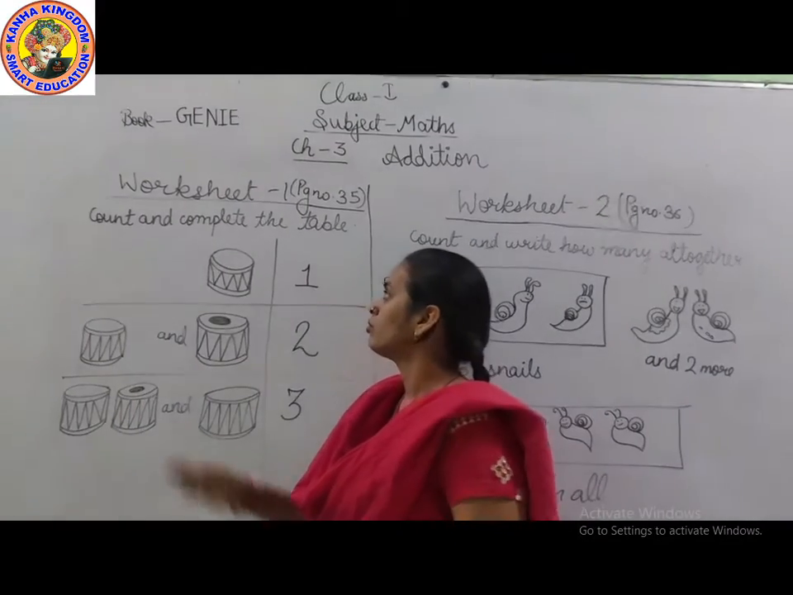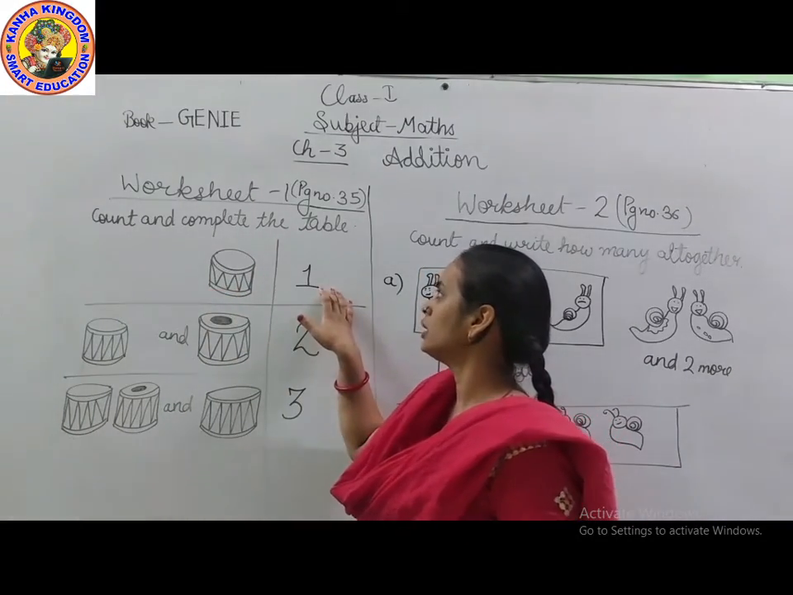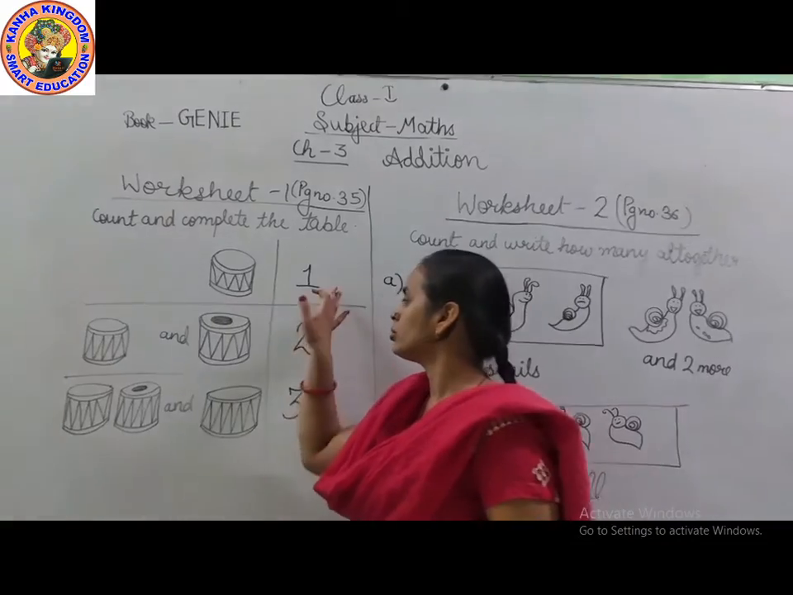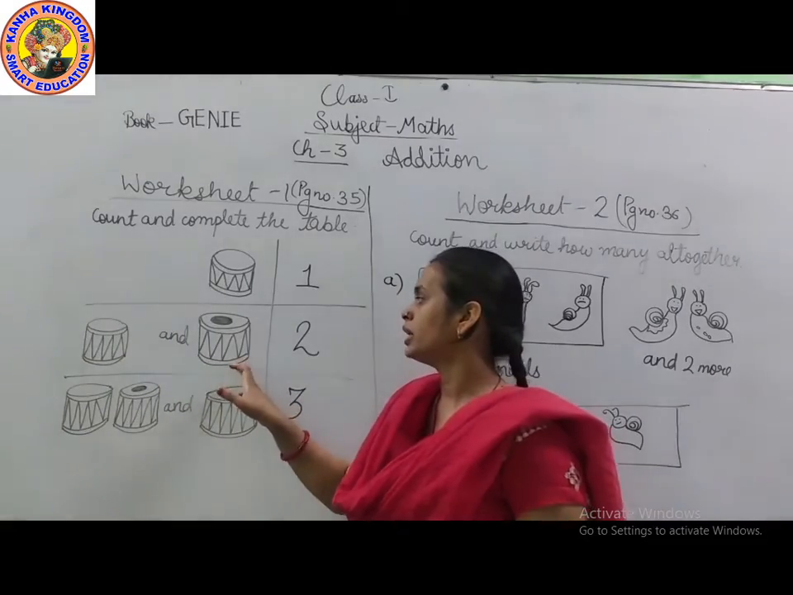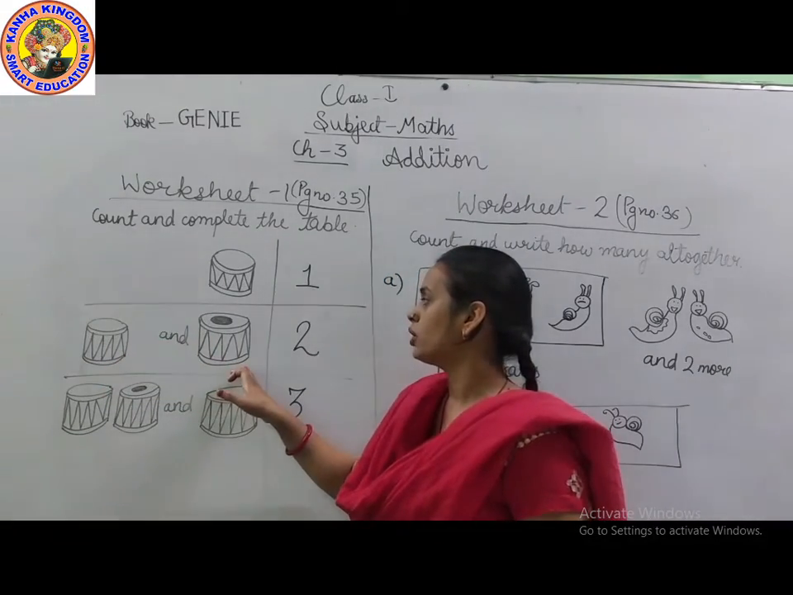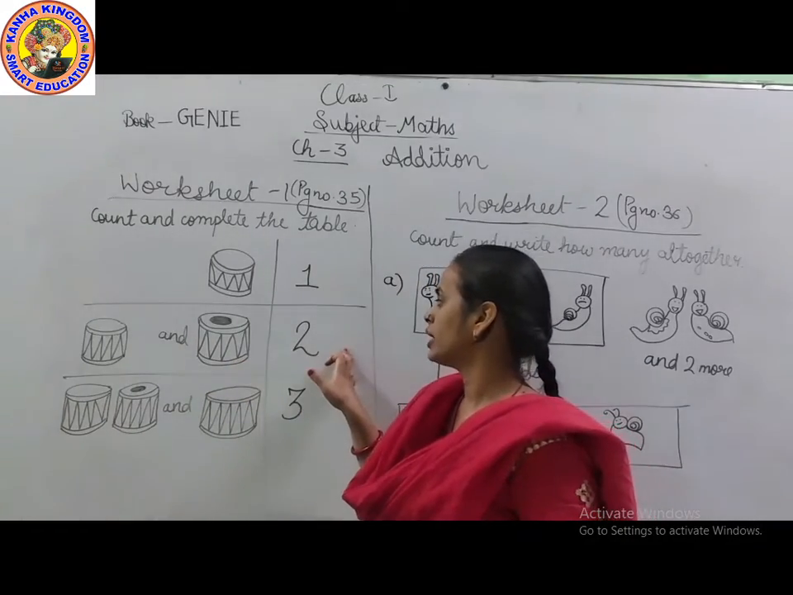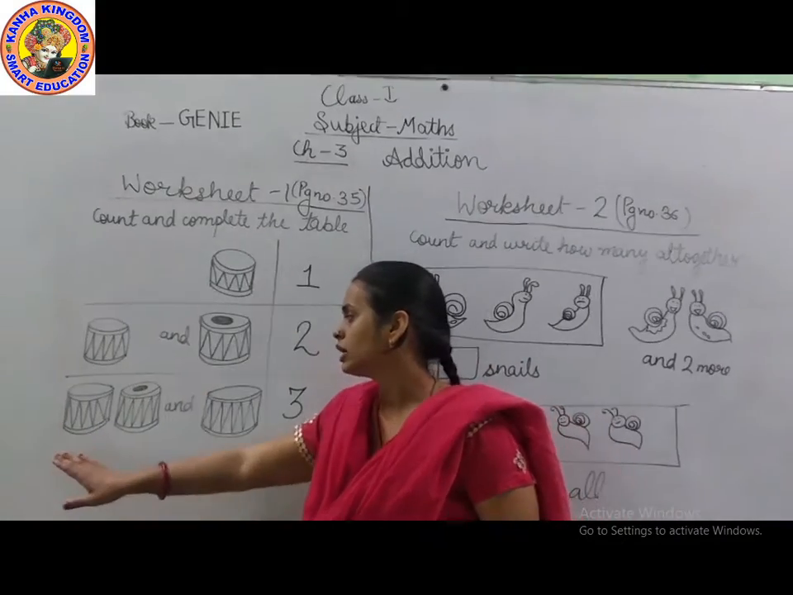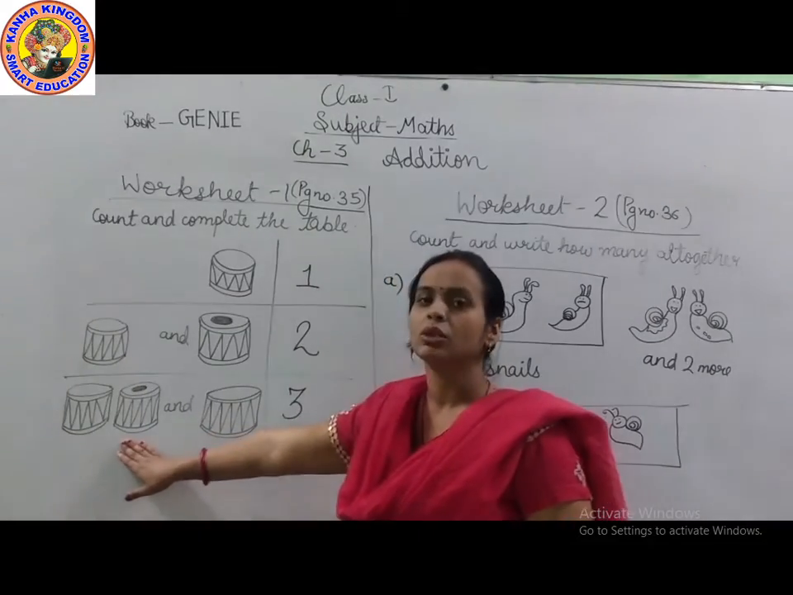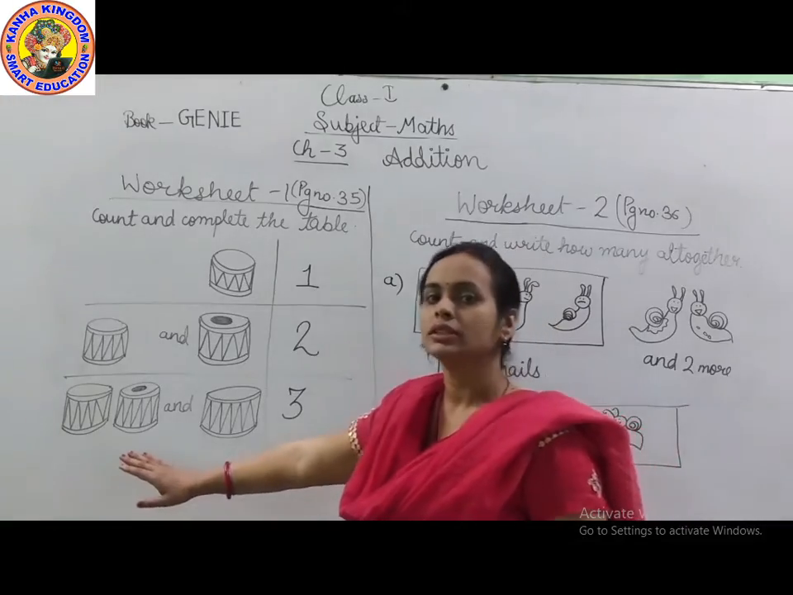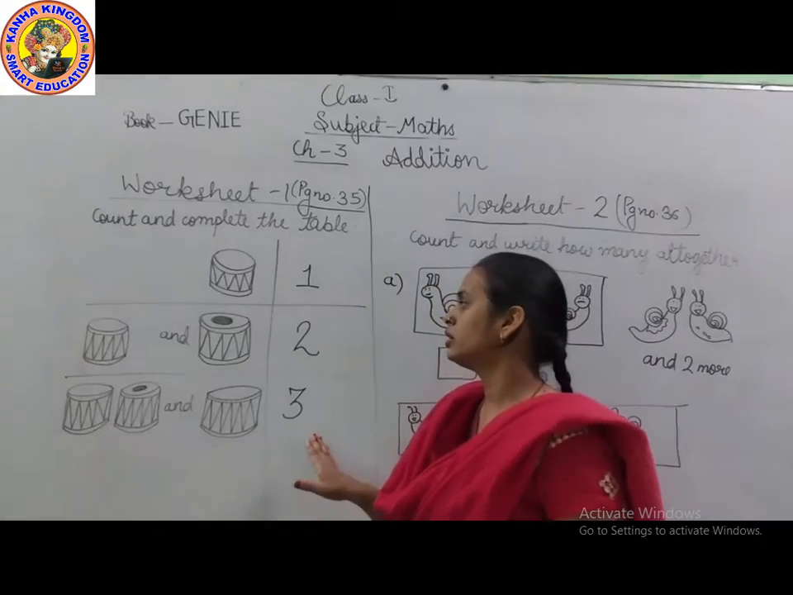So how many drums in the first row? 1. So we write 1 in the next blank. Now 1 and 1 means 1, 2. Which number just comes after 1? 2. So 1, 2. So we write here 2. Now in the third row, 1, 2. So which number just comes after 2? 3. So 1, 2 and 3. So we write here 3.